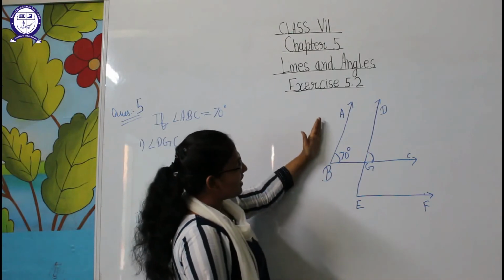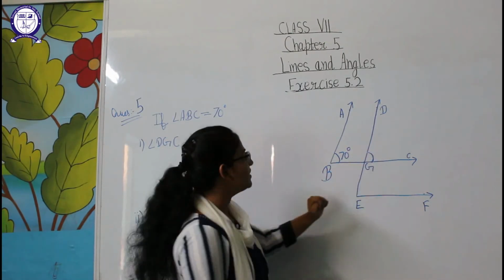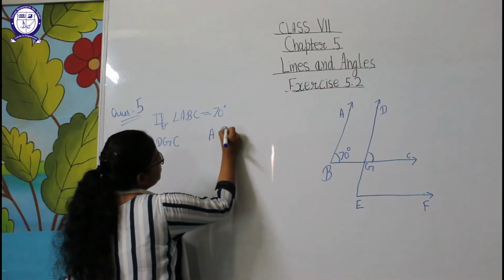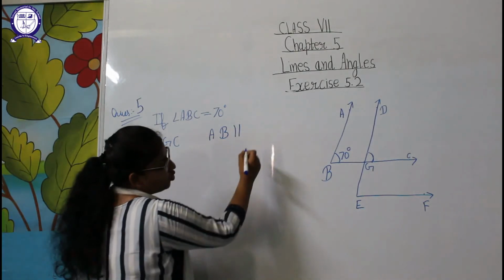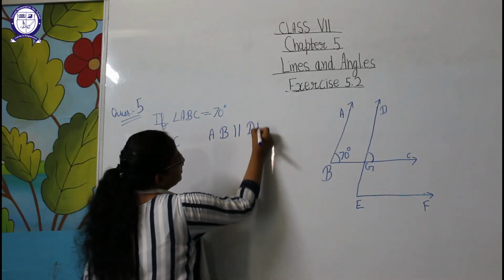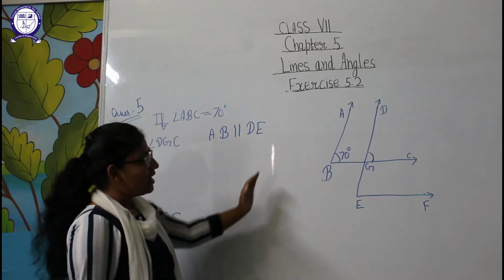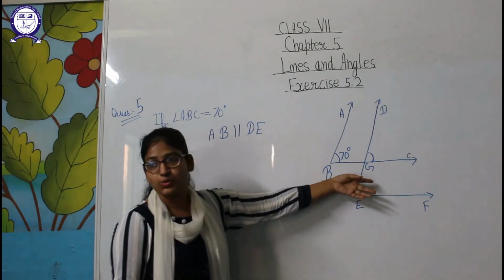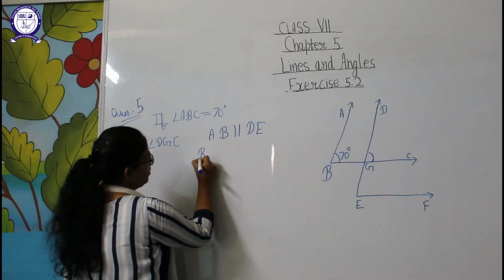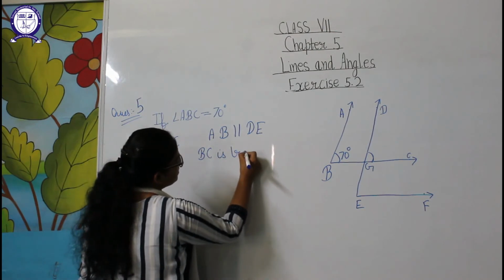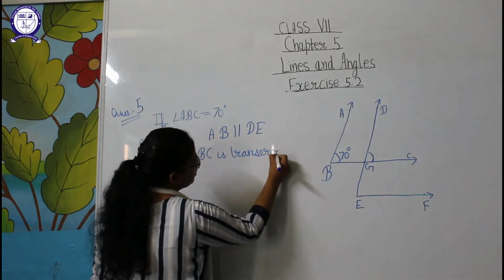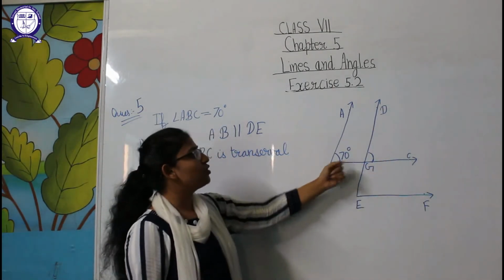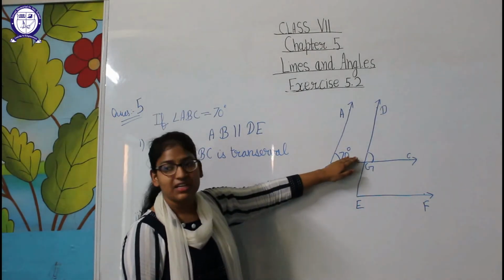We can say that AB is parallel to DE as it is given. So we will write AB is parallel to DE. Okay, and if we take this side BC as its transversal, BC is transversal here, so can we say that this angle DGC is corresponding to this angle 70 degree?